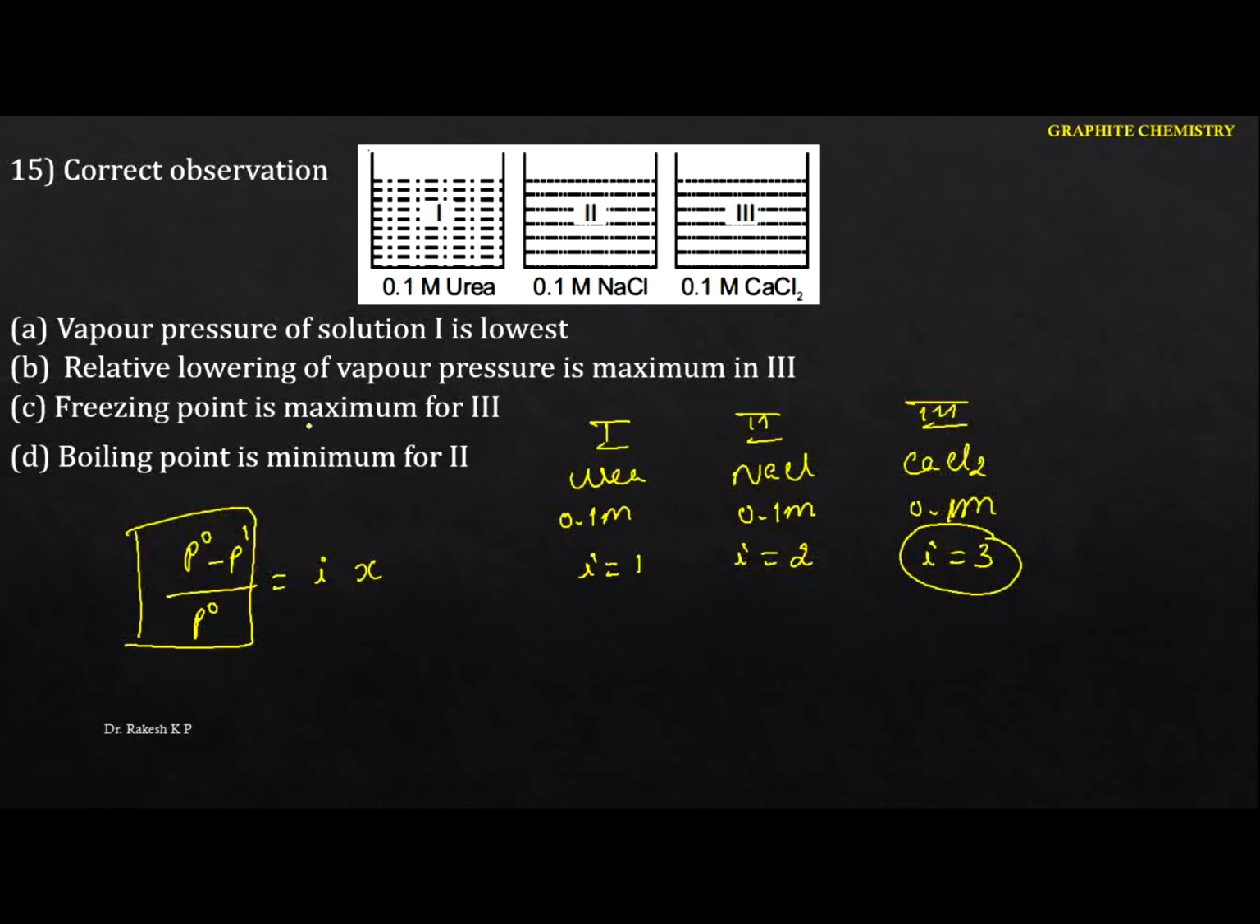The freezing point is said to be maximum for 3, but actually the freezing point will be less for 3. They say the boiling point is minimum for the second one, but the minimum value is for urea, because the number of particles is 1. Hence in this case the option is B. This is the correct observation.